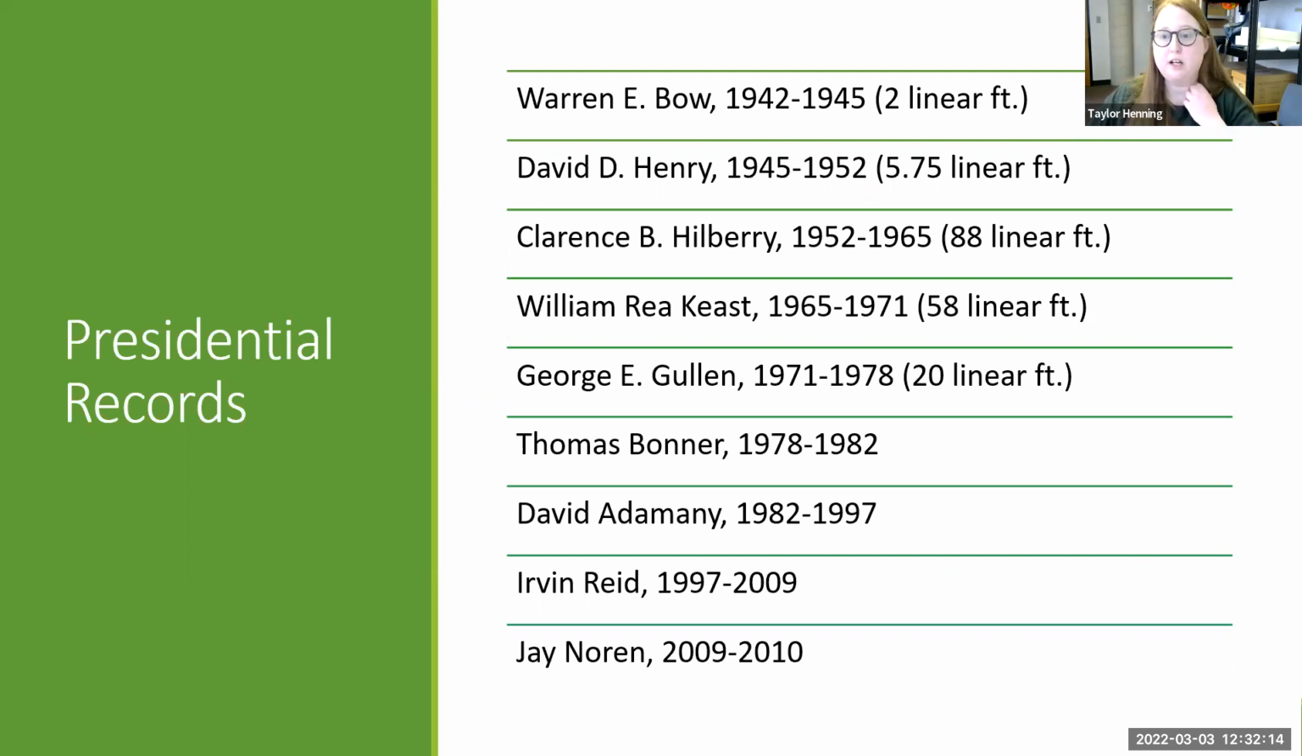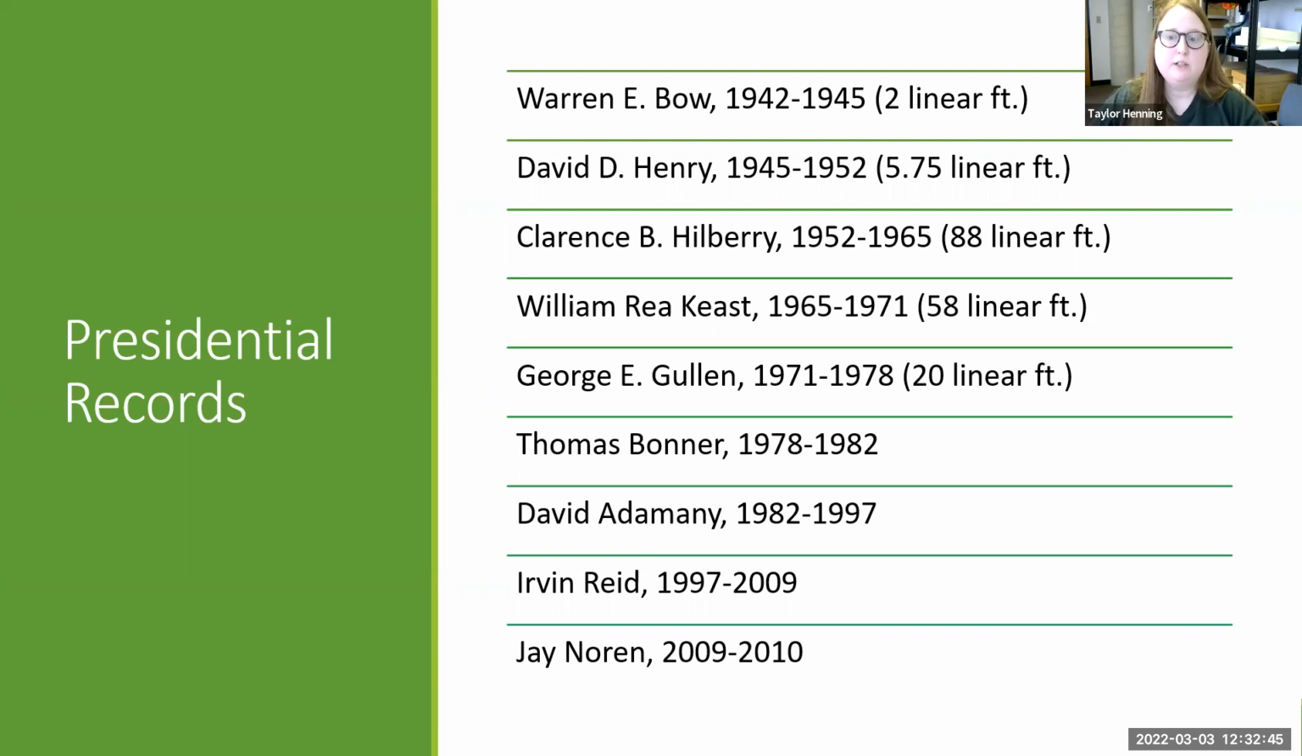So we have the records from the office of every president in the history of Wayne State, going back to Warren Bowe, who was the superintendent of Detroit Public Schools and president of Wayne University from 1942 to 1945. And then we have records going all the way up to Jay Noren, who was Wayne State University president from 2009 to 2010. So as you can imagine, the records of each president reflect major historical events from that time period, as well as the development of campus and the university during that time.